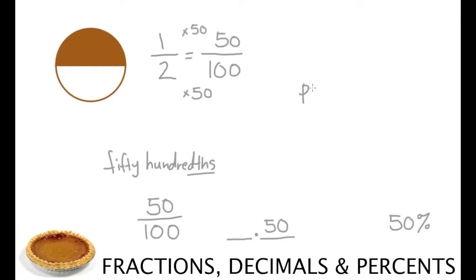The word percent means per 100. 50 per 100. 50 out of 100. 50 hundredths. So this fraction is equal to this decimal is equal to this percent.